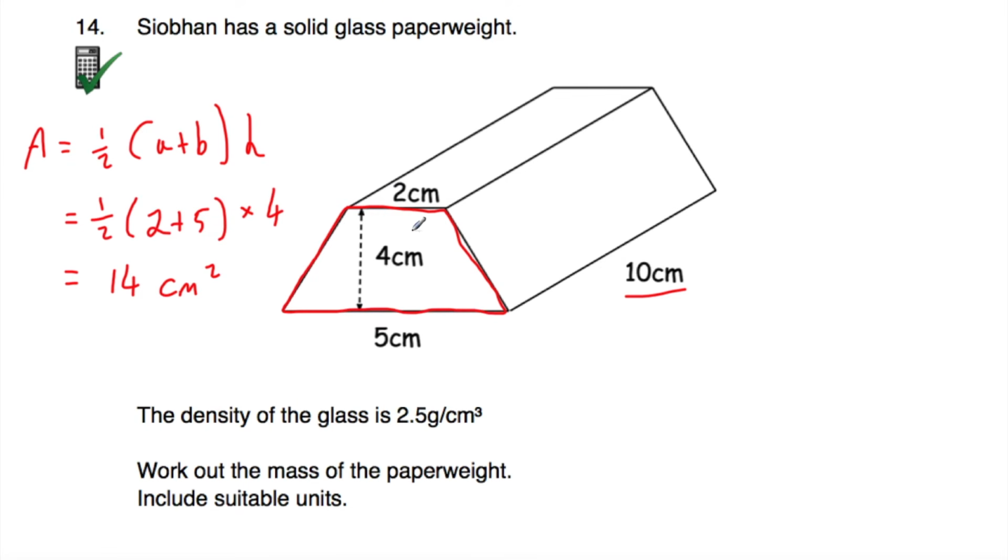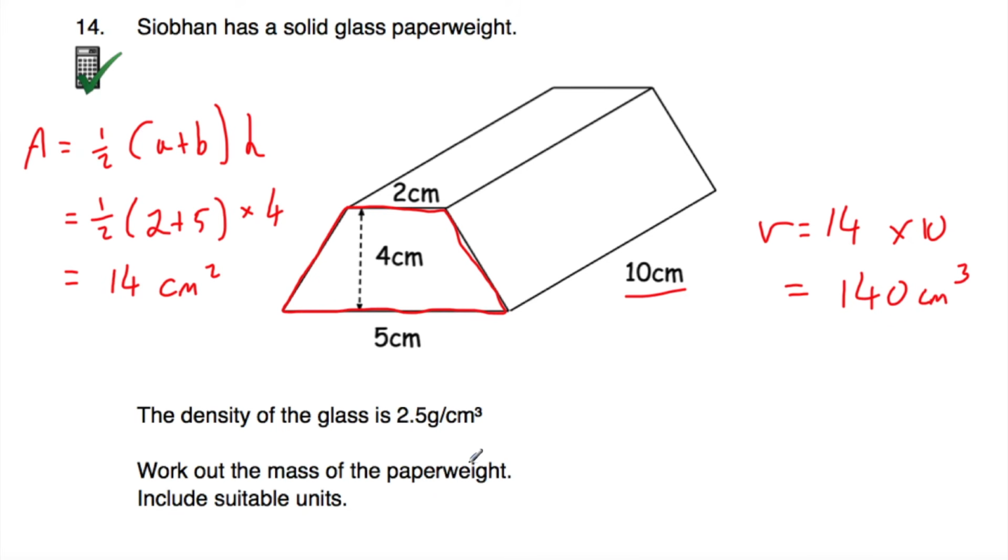So that's the area of the front of that prism. Now to find the volume of the prism, we just need to times it by its length, which is 10. So the volume would be equal to the cross-sectional area, which is 14, times the length, which is 10. And 14 times 10 is 140 centimetres cubed. So that's the volume of the paperweight.